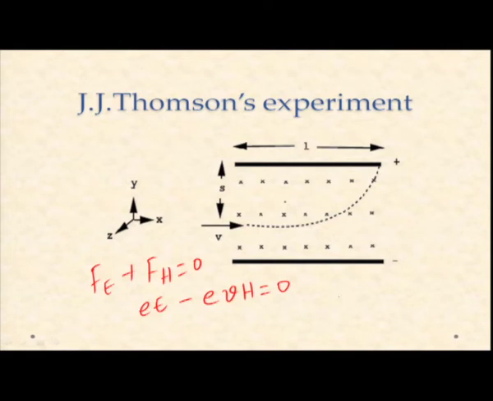Rearranging this equation, we get the velocity of the electrons entering the electric field as E by H. So this idea is used as a velocity selector for the electrons to enter into the experimental space. Only electrons of a certain velocity alone will be allowed.